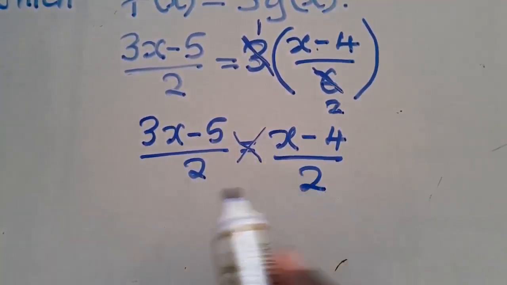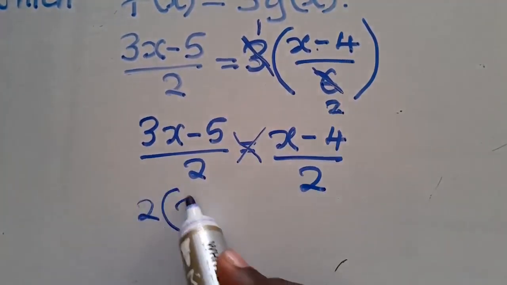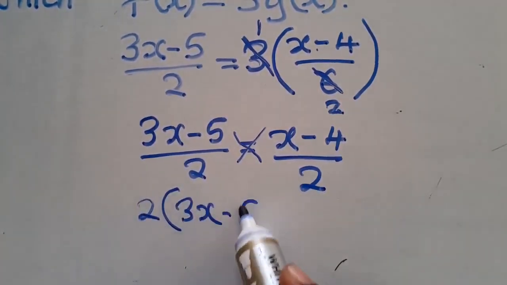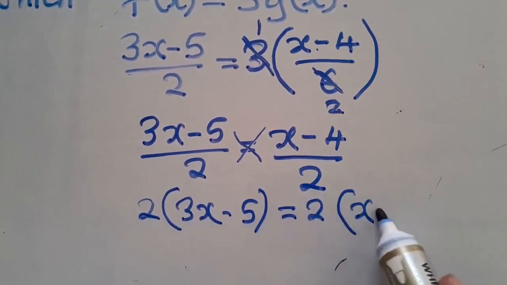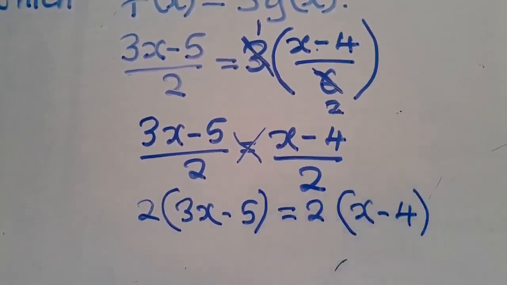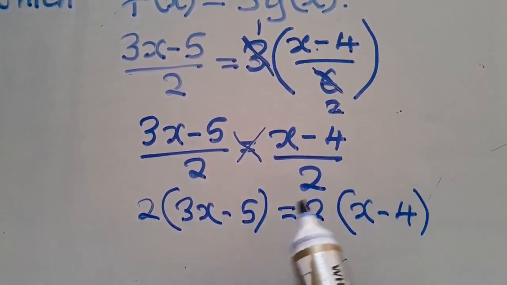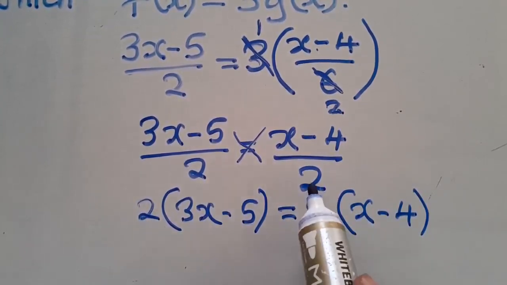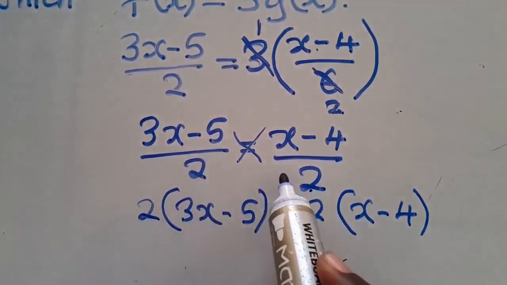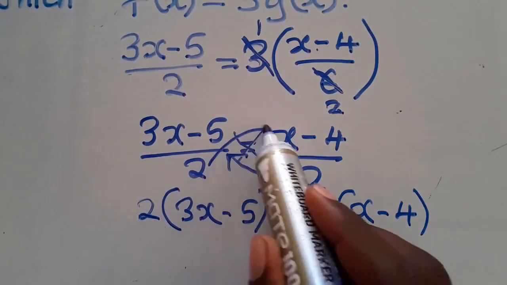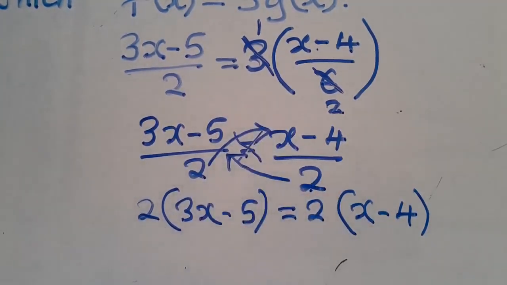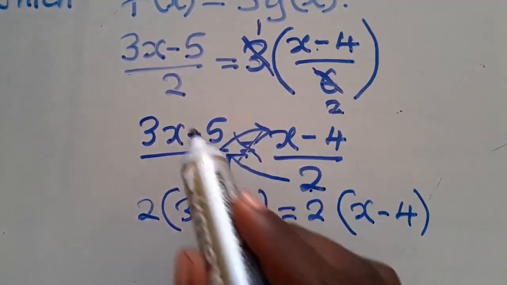So cross multiply. So you're going to have 2 open bracket 3x minus 5 is equal to 2 open bracket x minus 4, like this. Have you seen? I've cross multiplied. So you need to cross multiply. So this will go with that one. These 2 will go with all the expression on top. Even the 2 here will go with that expression. This is what it means to cross multiply. This will go with that.